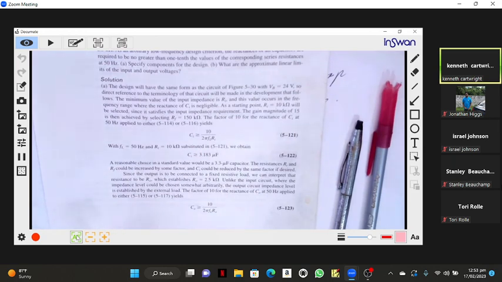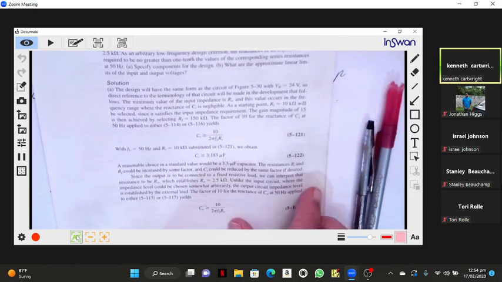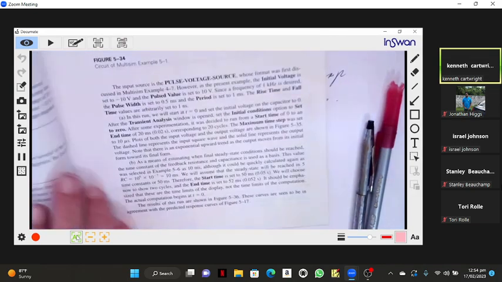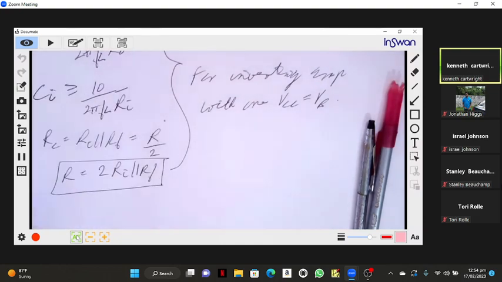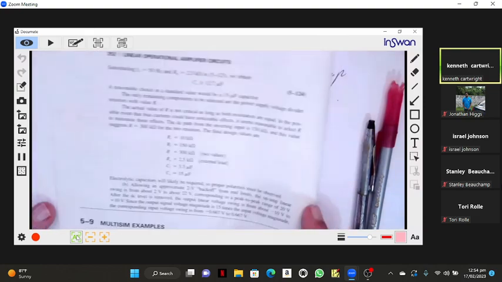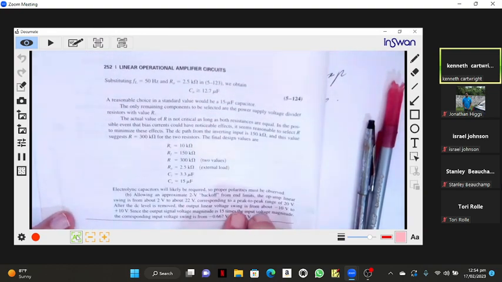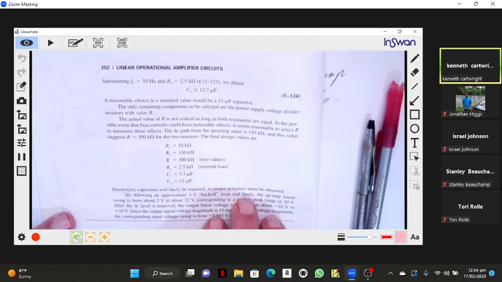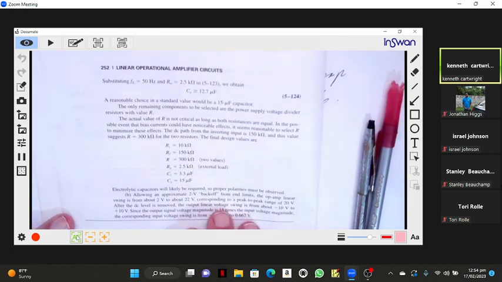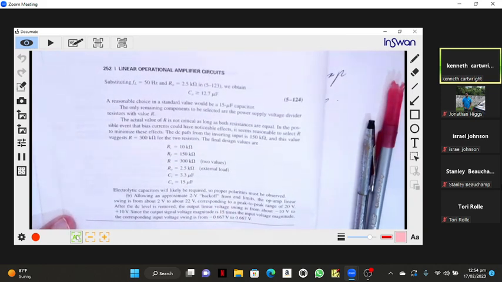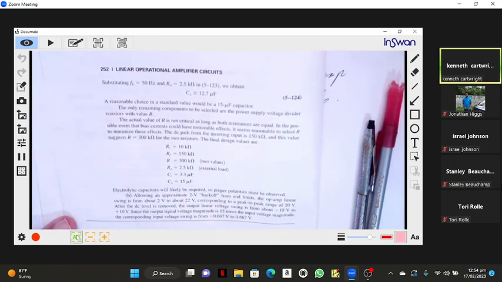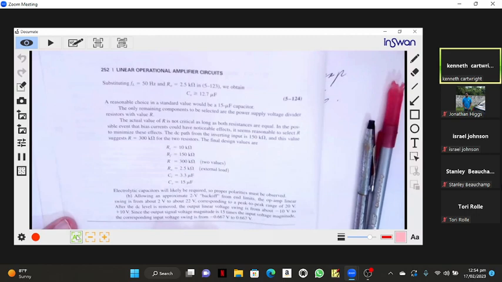And then CO is given by the bottom equation. So the capacitor has to be greater than 12.7 microfarads. So we use a 15 microfarad capacitor. And then RI is 10 kilo ohms.